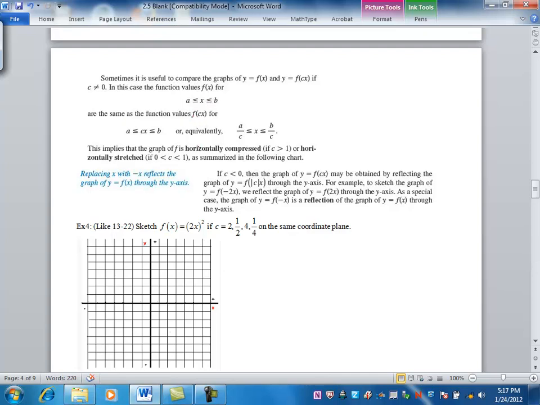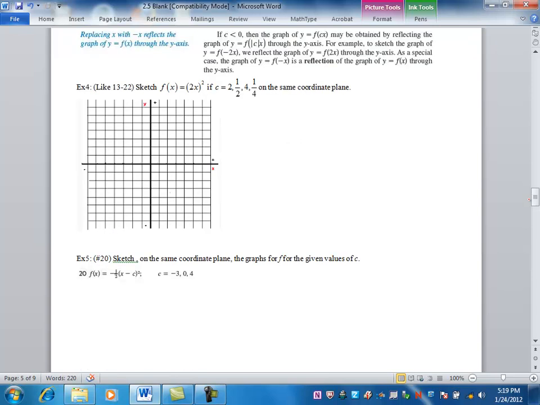So what's going on here? Take a look at this relationship, and then from that relationship, if I multiply my input by c, you can see what's happening with my outputs. I can divide them both, and this implies that the graph of f is horizontally compressed if c is greater than 1, or it's horizontally stretched if c is between 0 and 1. Alright, let's take a minute here though and work one where we've got horizontal stretching or compressing going on.